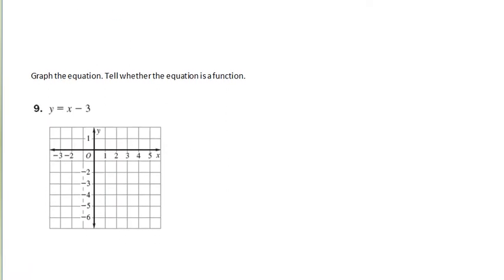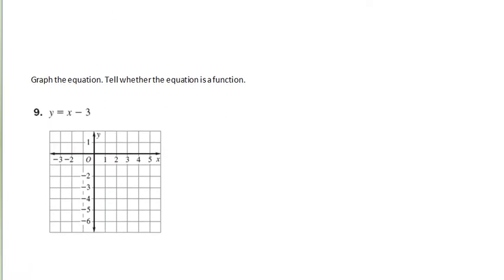Now in the next example, it tells us to graph the equation and tell whether the equation is a function. Well, we're going to need to make an input-output table. We're going to use an XY chart to do it because we want to be able to graph it. Now it's always important to start with low numbers so that we can graph them. So let's start with -1.